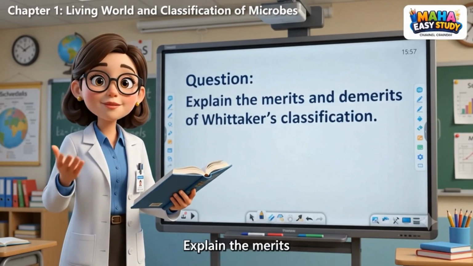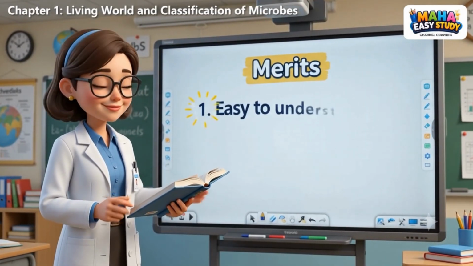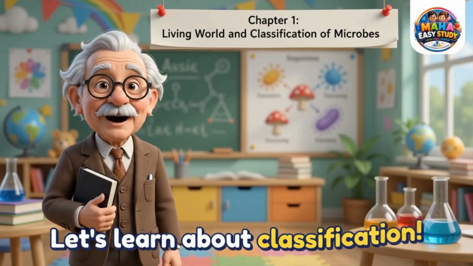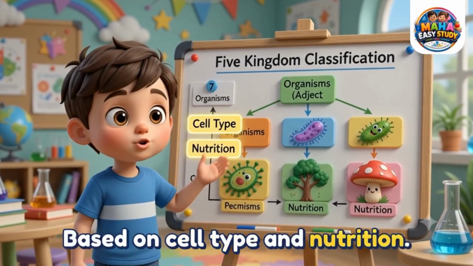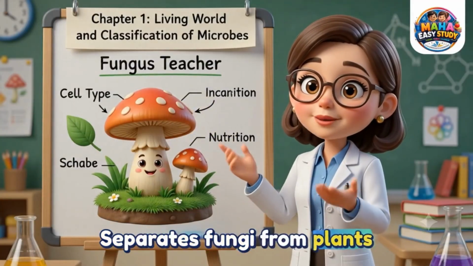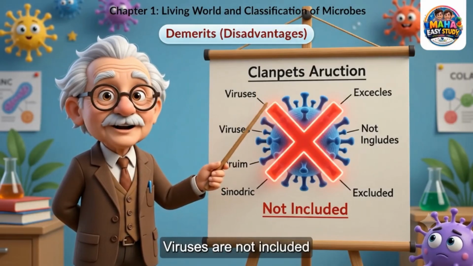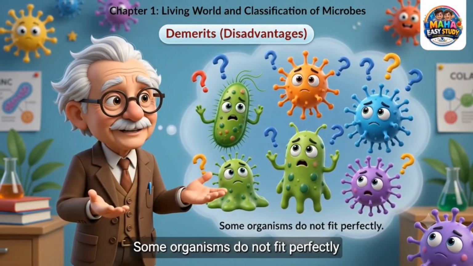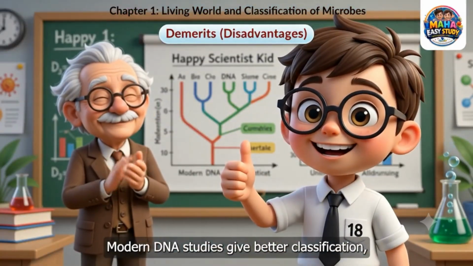Question. Explain the merits and demerits of Whittaker's classification. Merits. Easy to understand. Organisms are grouped correctly based on cell type and nutrition. Separates fungi from plants. Demerits. Viruses are not included. Some organisms do not fit perfectly. Modern DNA studies give better classification.